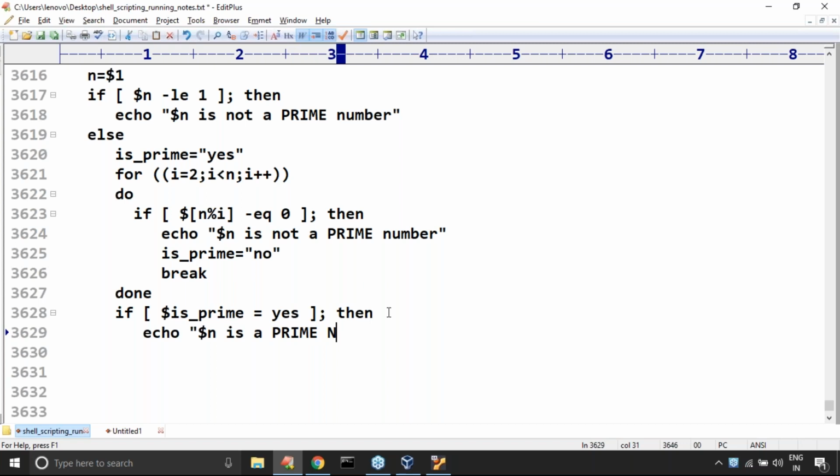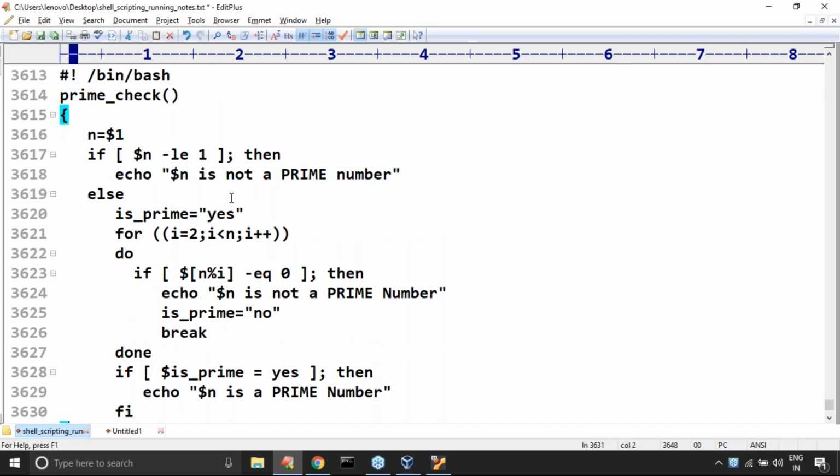$n is a prime number. That's all. Next, can you please close, and close the function. Sir, please confirm. Are you in a position to understand?